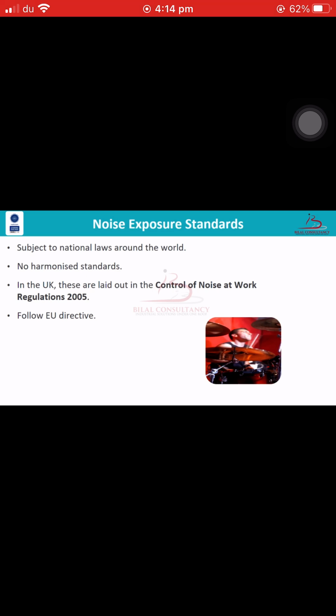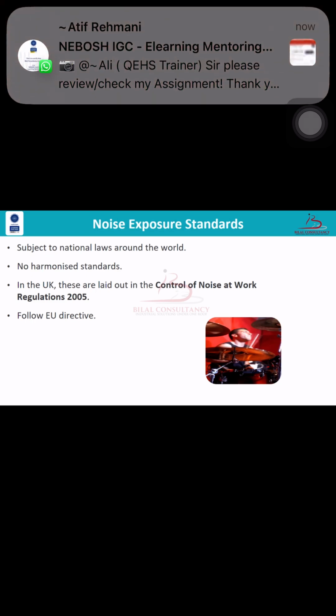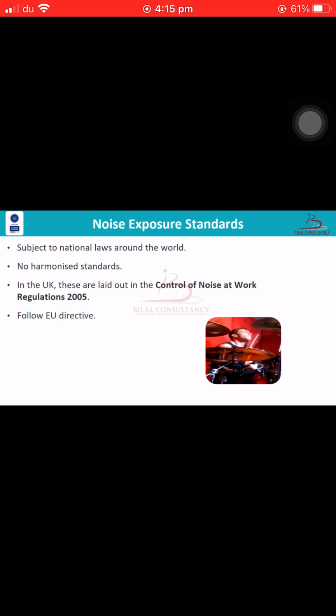Moving forward toward the upper exposure action value, which is 85 decibel. In this scenario, we again have to carry out a noise assessment, and we have to reduce noise exposure by engineering means to LARP. LARP means as low as reasonably practicable. For example, if noise is still above 85 decibel, we need to designate a mandatory hearing protection zone. We need to give information, instruction, and training to people with regards to the noise. We need to provide them hearing protection, which is earplugs or earmuffs, and we need to conduct health surveillance too. Health surveillance is basically the monitoring of health fitness of our workers at the workplace who are exposed to the high noise levels. And the last one is the exposure limit value, which is 87 decibel.